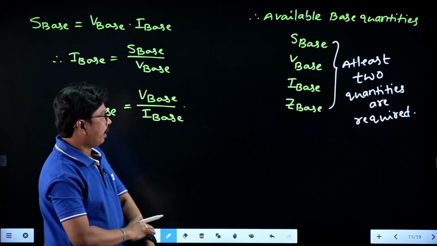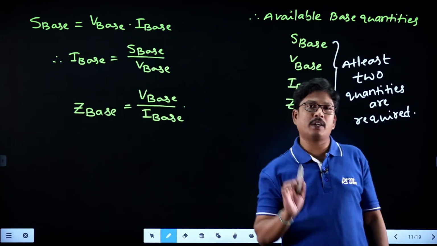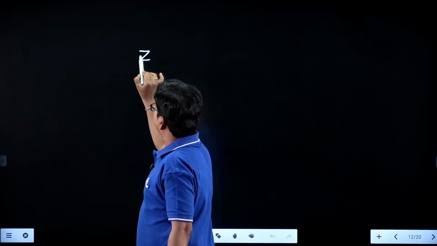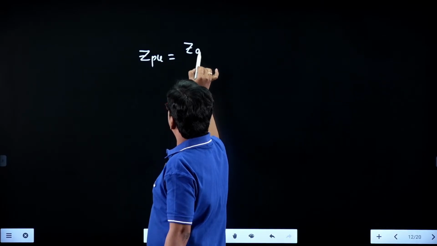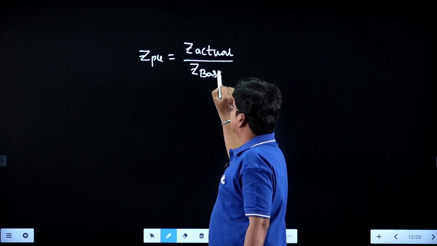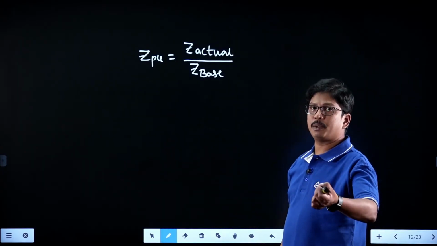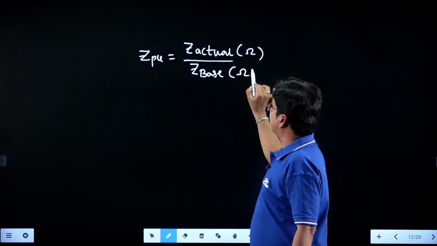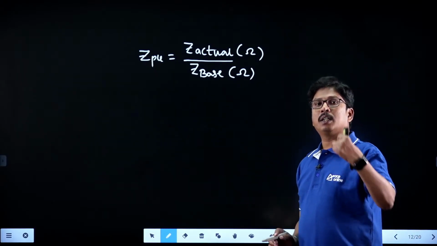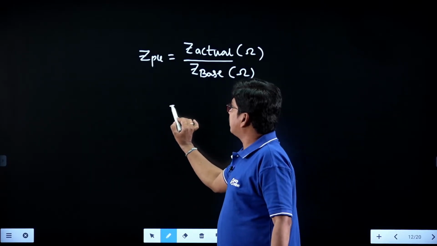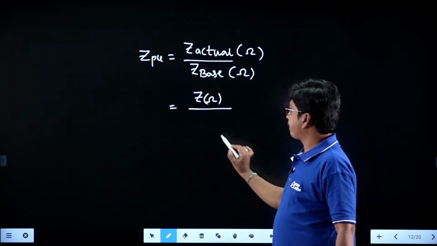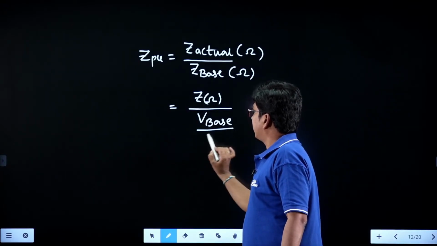Clear, right? Now after calculating Z base, we can calculate the per unit value of the impedance. What is the per unit value of impedance? Z per unit is nothing but Z actual value divided by Z base value. Now tell me, what are the units of Z? The actual units of Z are in ohms. Z base is also in ohms. So ohmic value divided by ohmic value, you will get the per unit value, which is a no unit value. Now tell me, students, Z actual is in ohms, divided by Z base, which is V base divided by I base.